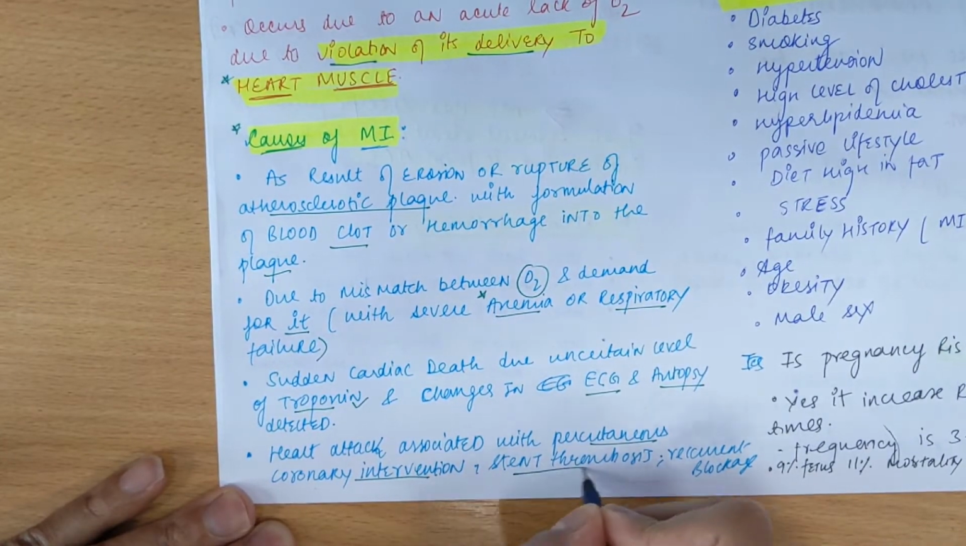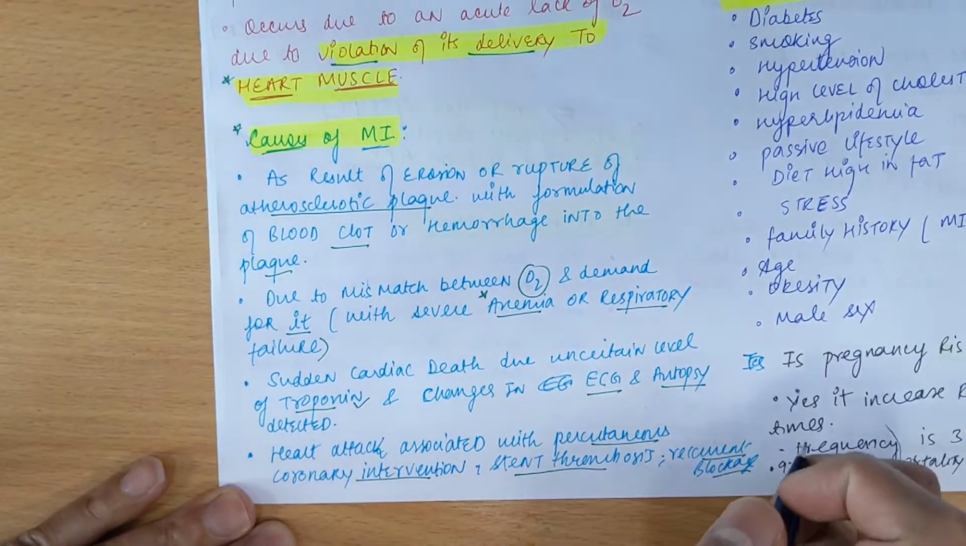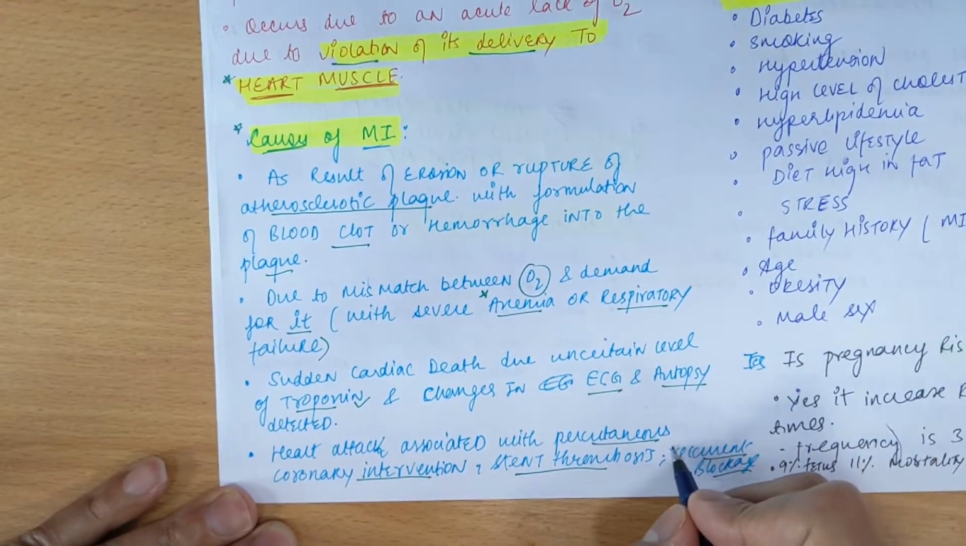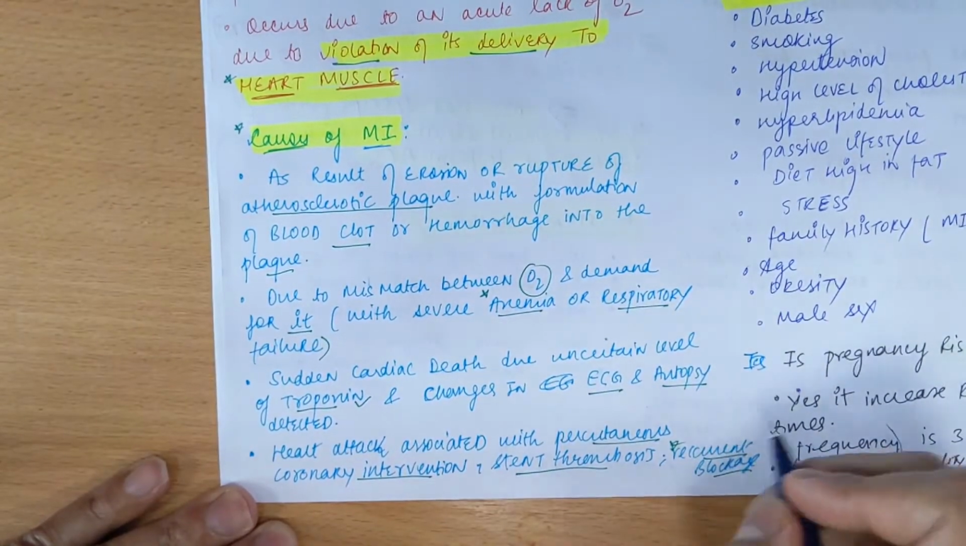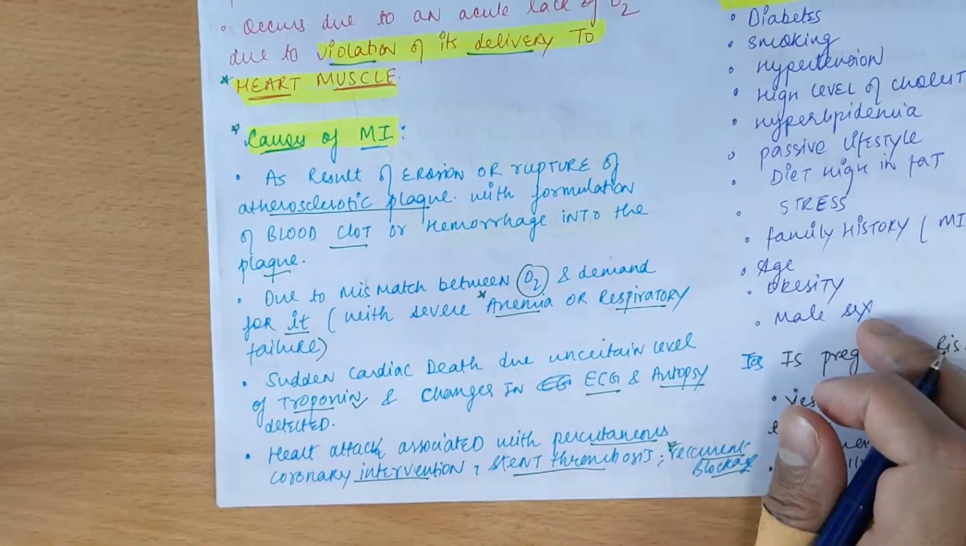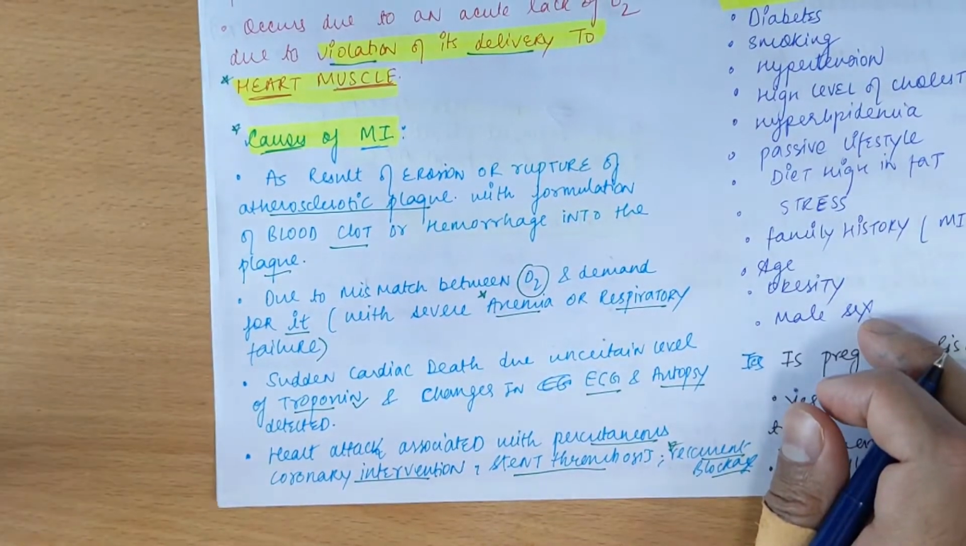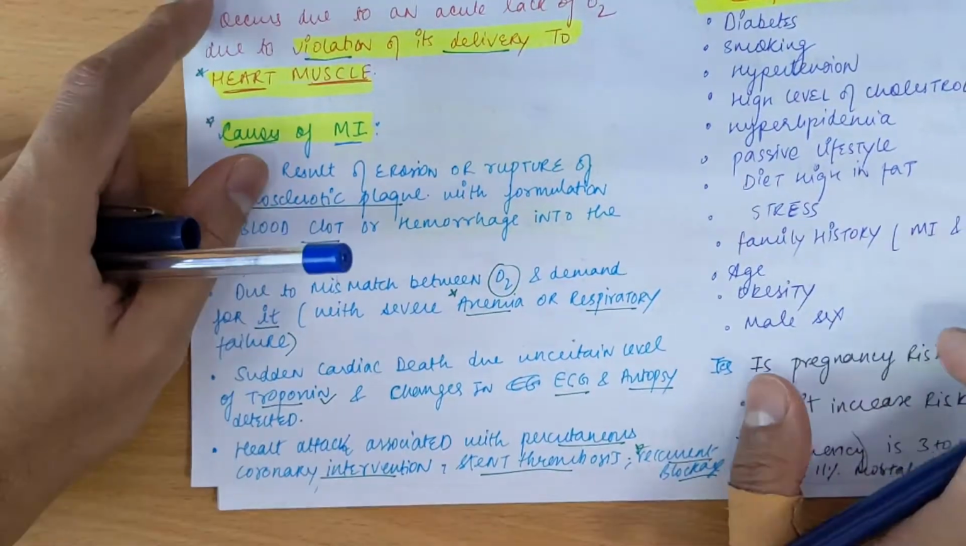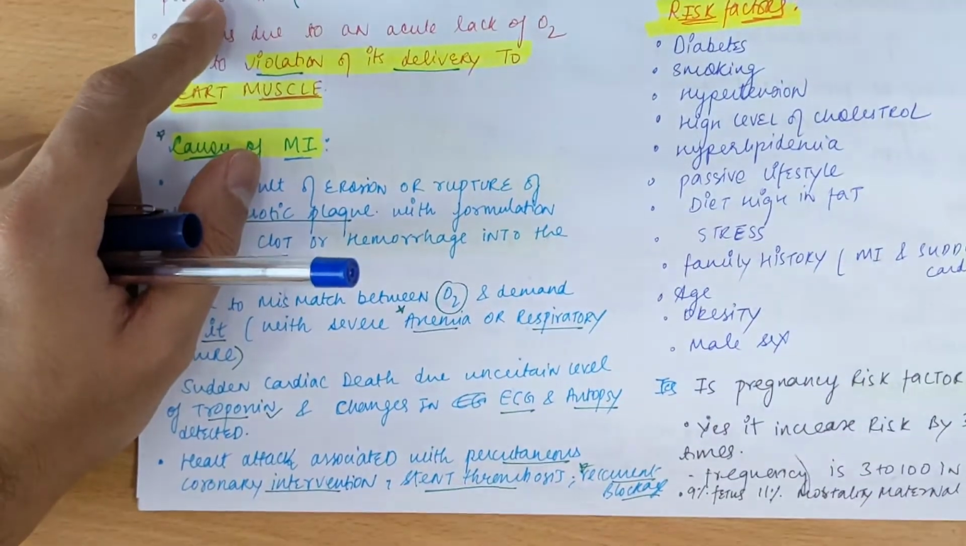Now the fourth cause is the heart attack associated with percutaneous coronary interventions, if the patient has gone through stent thrombosis or recurrent blockage. After the stenting there can again be blockage inside the blood vessel, which can further lead to myocardial infarction.